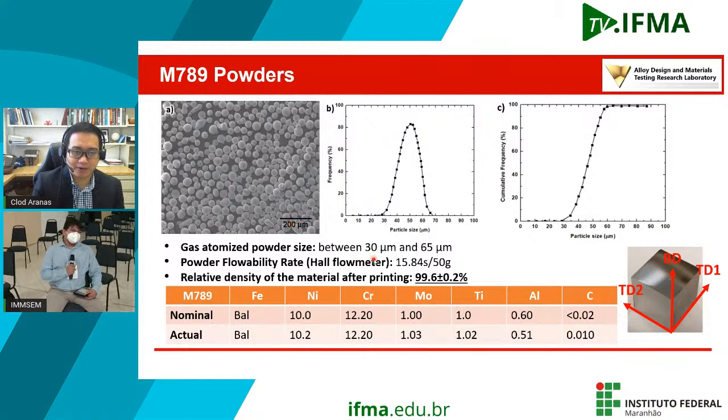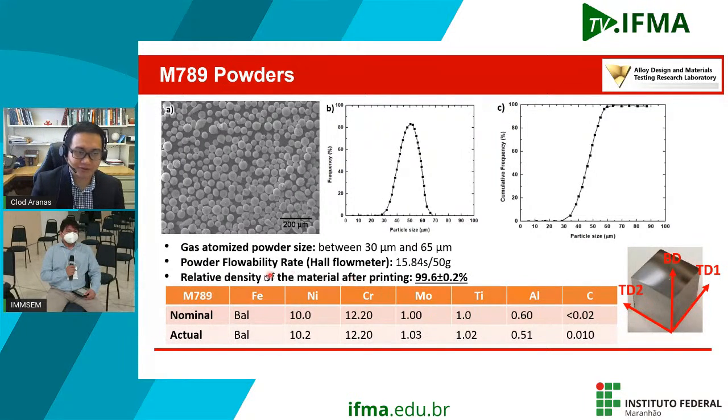So first we measure the powder size, which is between 30 to 65 microns, which is within our target specification.